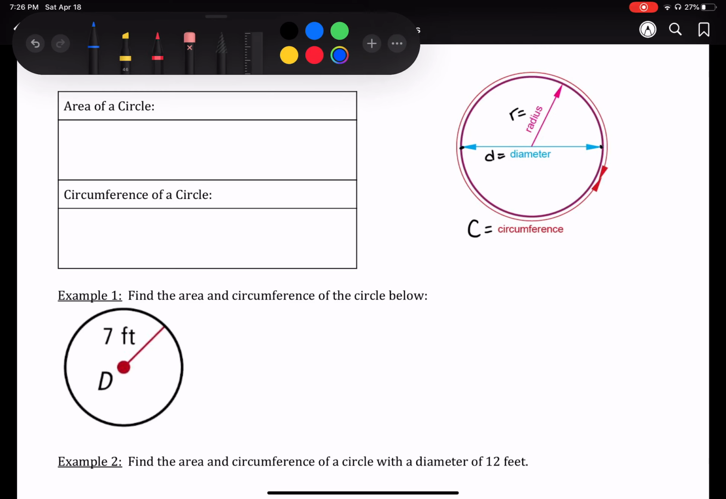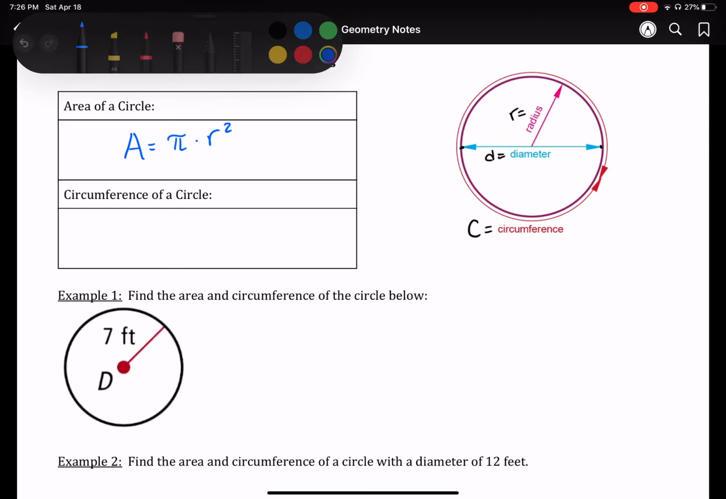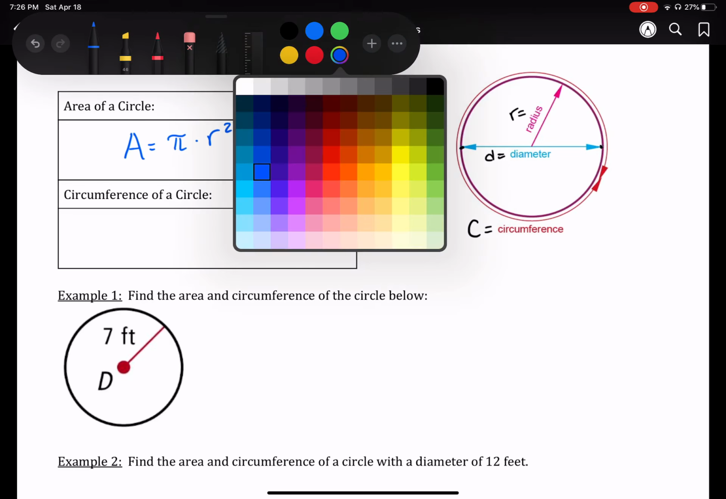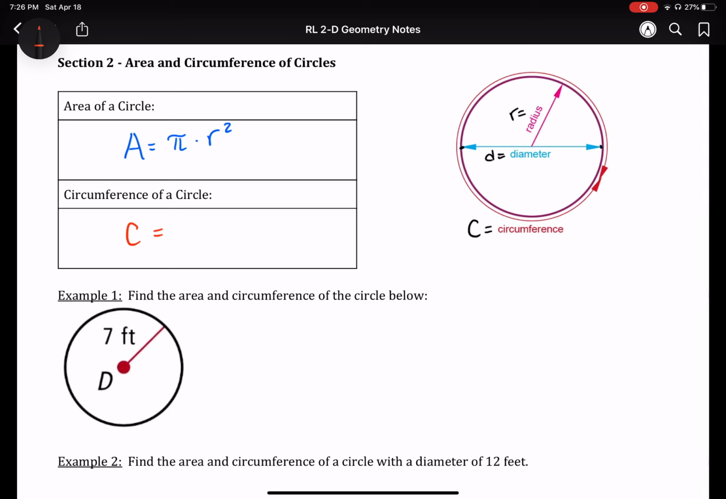Now that we've reviewed the parts of a circle, we're going to go ahead and get into our formulas. So the formula for the area of a circle is area is equal to pi times the radius squared. Pi r squared. The circumference of a circle is not far off. The circumference is equal to 2 times pi times r. 2 times pi times the radius. Be careful not to mix those up. Area is r squared. Circumference is r times 2.